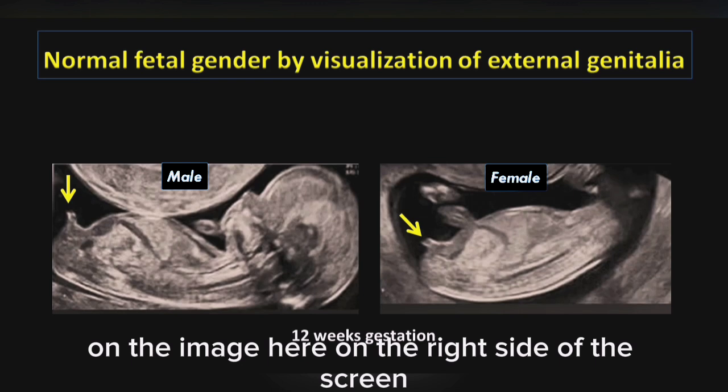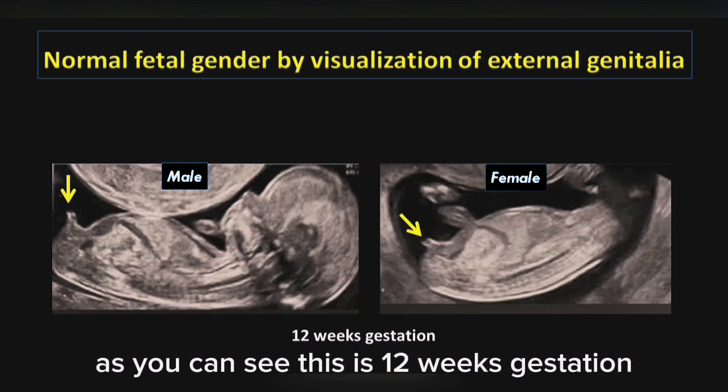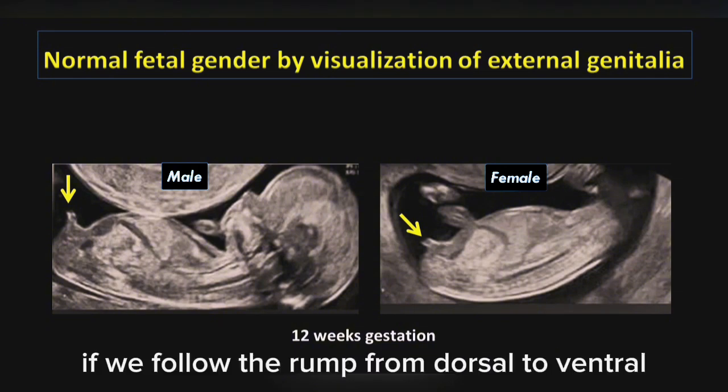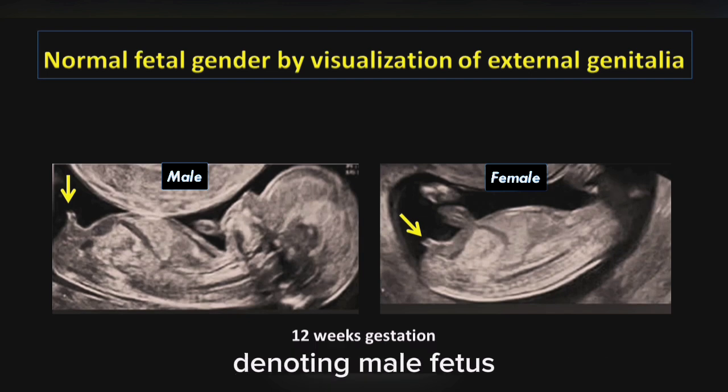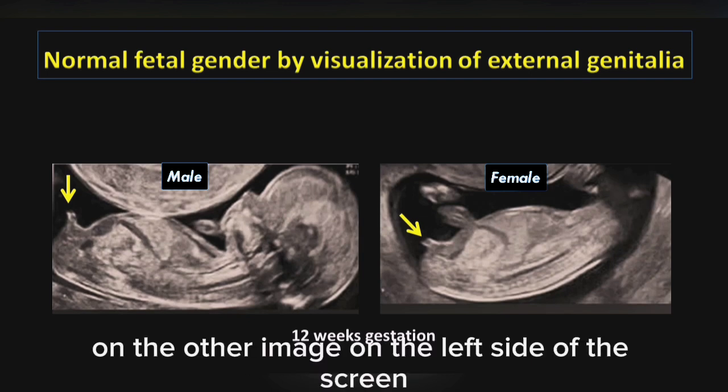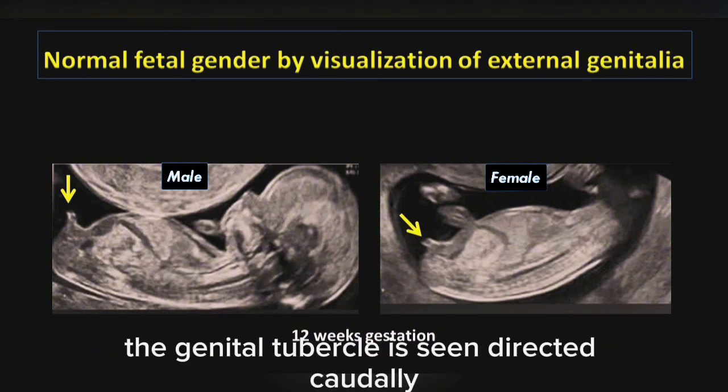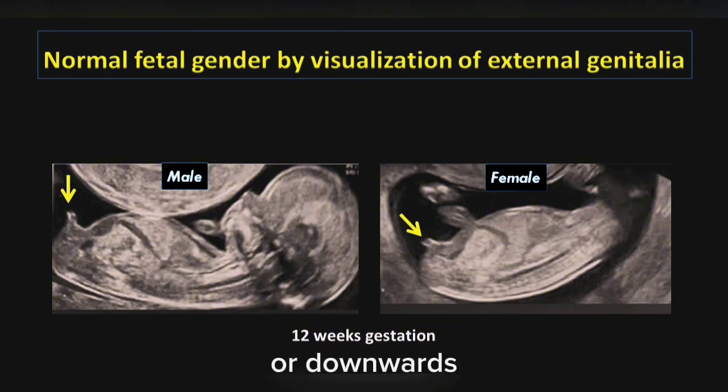On the image here on the right side of the screen, as you can see, this is 12 weeks gestation. If we follow the rump from dorsal to ventral, we can see the genital tubercle is directed anterior, denoting male fetus. On the other image on the left side of the screen, the genital tubercle is seen directed caudally or downwards, denoting female fetus.